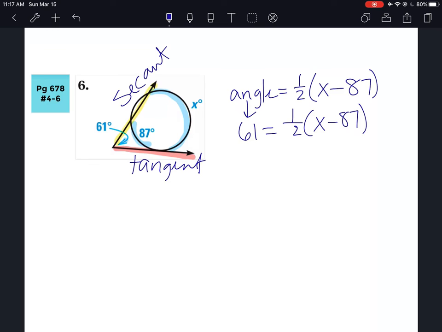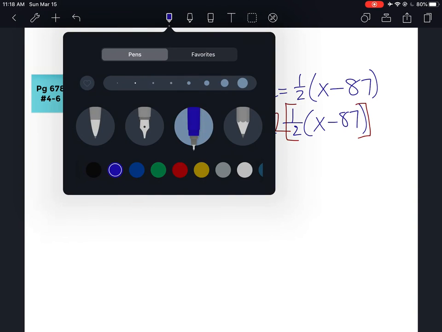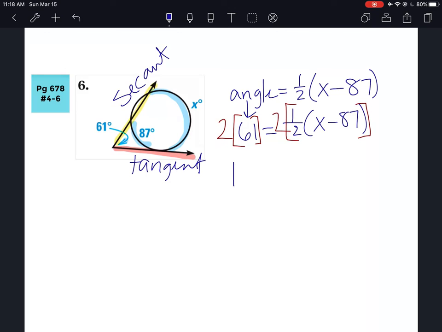So from here, I can distribute the 1/2 or get rid of it altogether. I would rather get rid of it. So what I'm going to do is I'm going to multiply both sides by the number 2. But if I do it on the right, I'm going to still have to do it on the left side. 61 times 2 is 122. And on this side, it's 2 times 1/2 times the binomial, but I can just focus on the first 2. So then the binomial will not be contained by the 1/2 anymore.